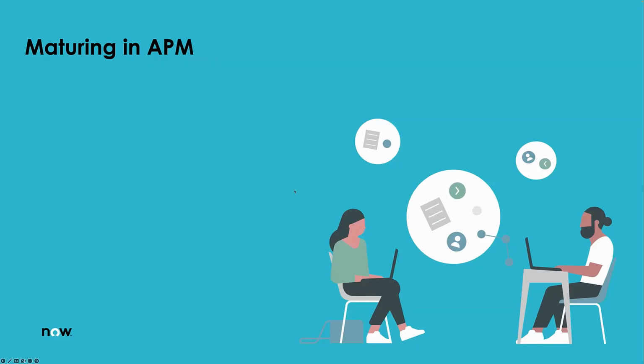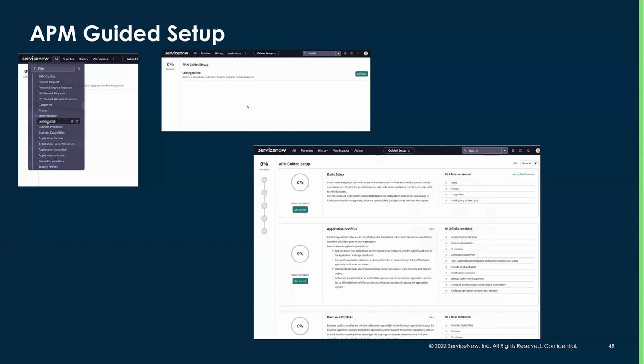So that's our minimum viable with the stretch goal of demands and business applications. Where do you go next? One area that helps you in setup and maintaining and running your APM is guided setup. Guided setup does not have to be completed to start, but it's a one-stop shop for everything that you might need to configure in APM. I'd recommend taking a look at it.